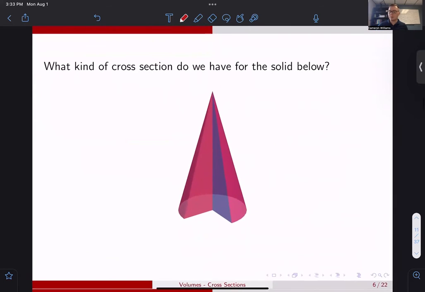Now let's consider a different shape. Now we have this cone with a quarter cut out of it and continuing all the way up to the point. What kind of cross-section do we have here? Well, we have all kinds of different cross-sections. Some are better than others. And what we want to do is think back to the example with the prism and the cylinder. We want to use some sort of symmetry of the problem.